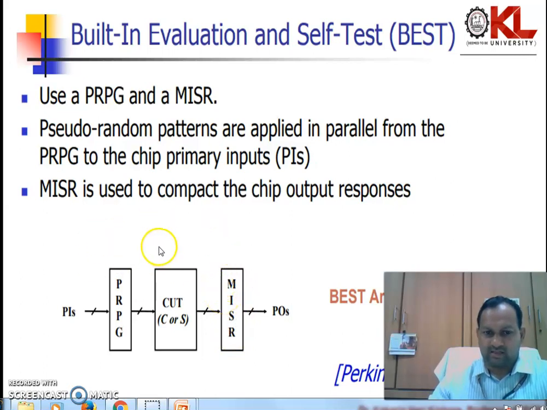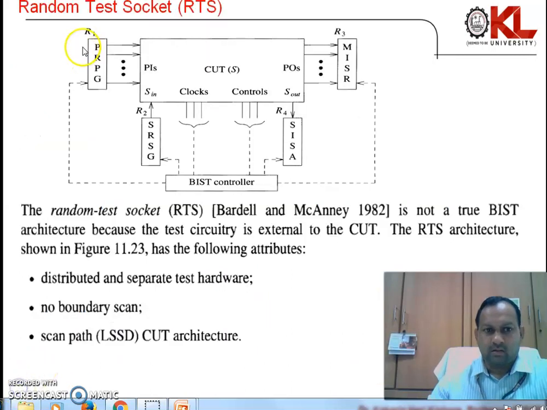This architecture has the following attributes: the primary outputs and MISR. This is a centralized and distributed BIST architecture with no boundary scan. Okay. Coming to the third architecture, random test socket.